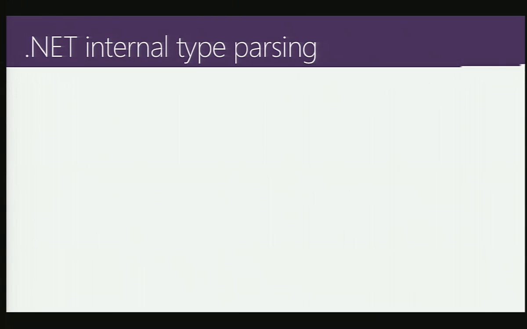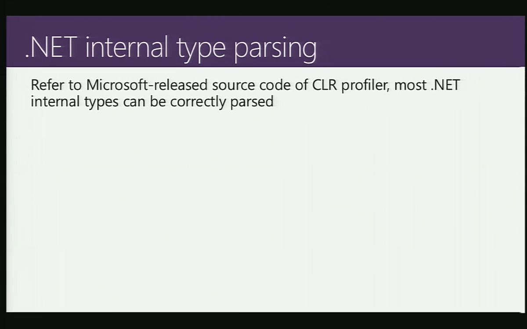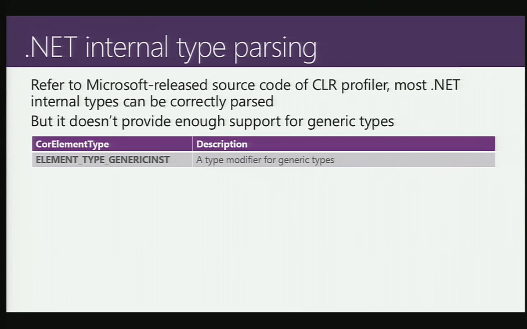Fortunately, there is an open source version of the CLR Profiler, released by Microsoft with source code, so we can refer to that and get a lot of .NET internal types correctly parsed. However, with my project, I found that there are some types that are not fully supported, which is the generic type. So here I would like to talk in more detail about the generic type.